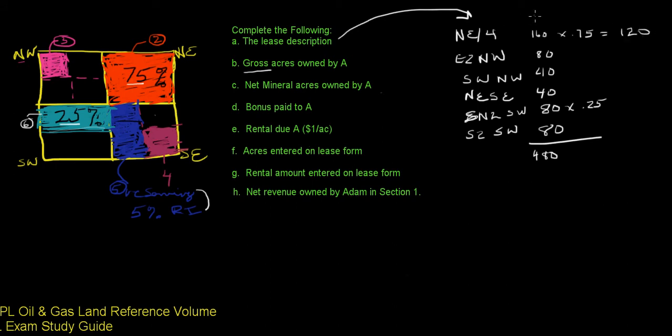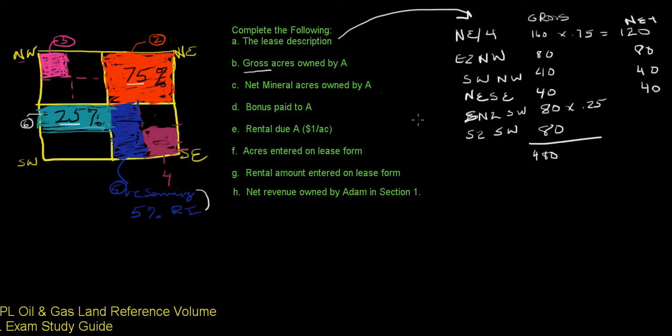So this here is our gross, and this is going to be our net. All right. East half of the northwest, we didn't reserve any mineral ownership, so that's going to be a straight 80 for the net. Southwest of the northwest, again, we didn't reserve any minerals there, so that's going to be straight 40. Northeast of the southeast, again, no reservation, so that's going to be 40.